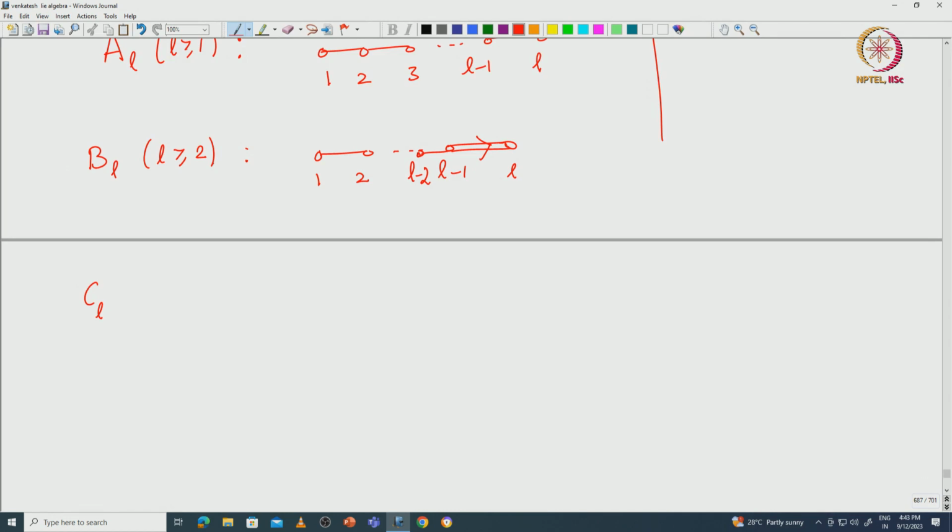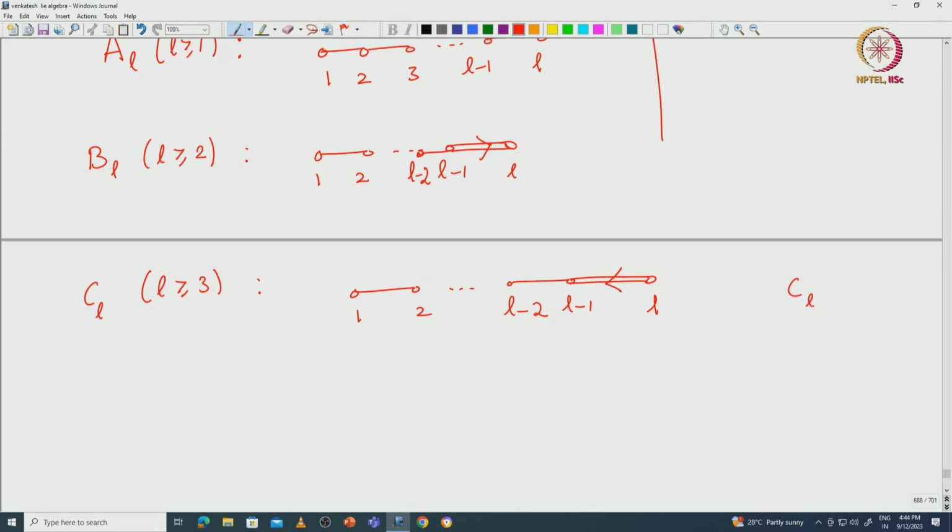Up to this, 1 to L minus 1, they are all having the same length, and L minus 1 and L have different lengths. For CL, you assume L greater than or equal to 3. Then it is exactly the dual of BL. So you take 1, 2, etc., and then L minus 2, L minus 1. Now you put a double edge here, but you change the arrow, you just point towards L.